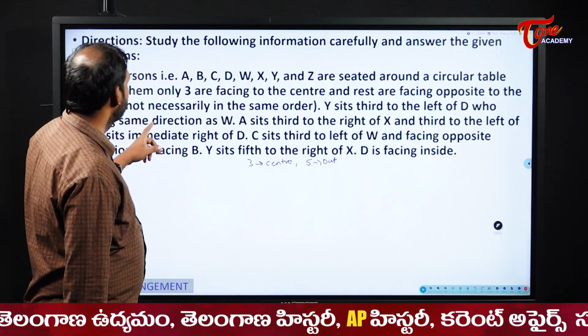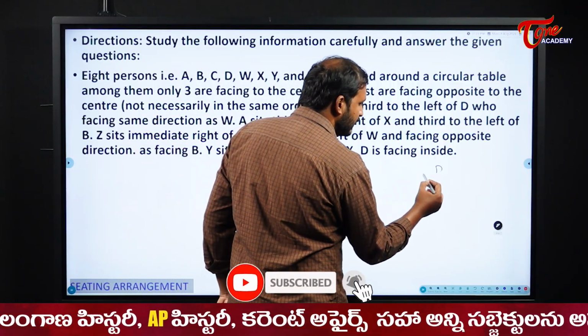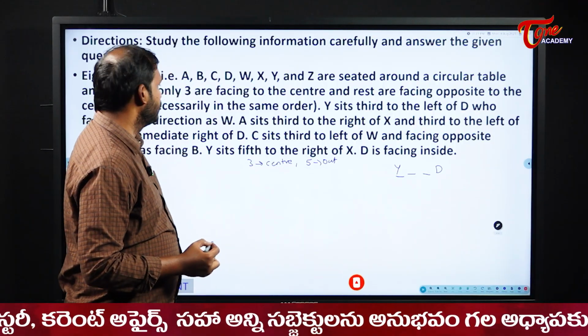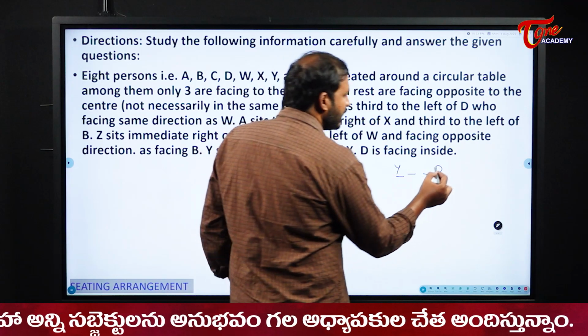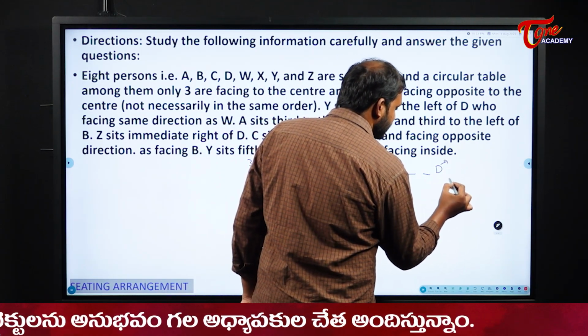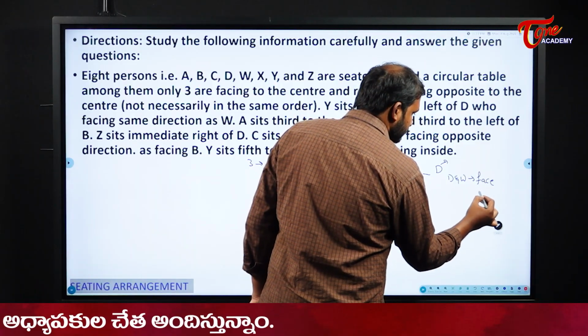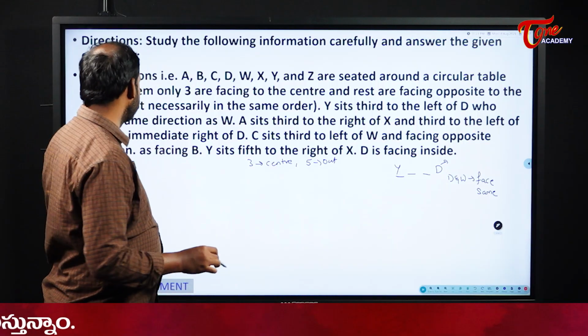Now, Y sits third to left of D. D's third left is Y. Who faces the same direction as W? That means D and W face the same direction. If both face the same direction, we don't know which direction it is.